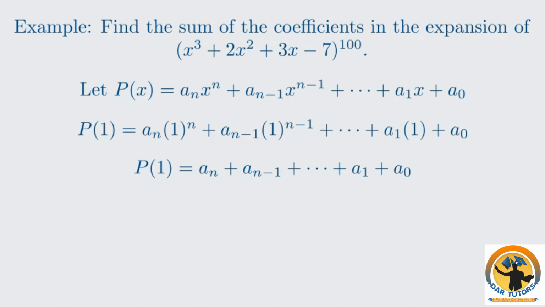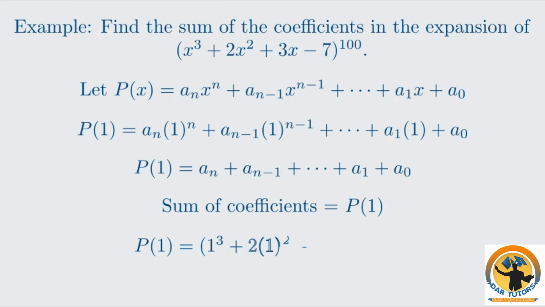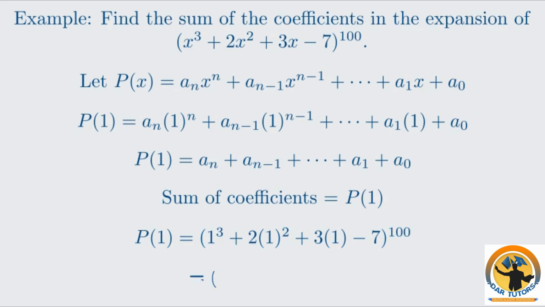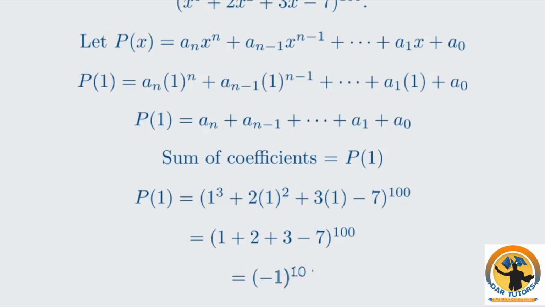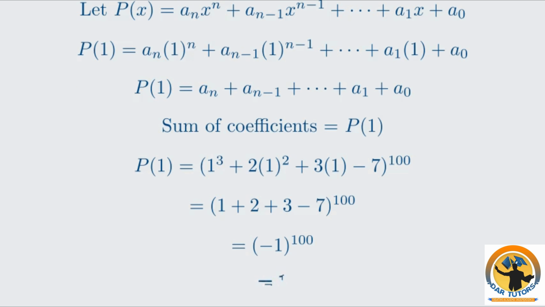Our polynomial is p(x) = (x³ + 2x² + 3x − 7)^100. The sum of the coefficients is p(1). Substituting x = 1, we get (1³ + 2·1² + 3·1 − 7)^100. This simplifies to (1 + 2 + 3 − 7)^100, which is (−1)^100. Since 100 is an even number, (−1)^100 is 1, so the sum of the coefficients is 1.